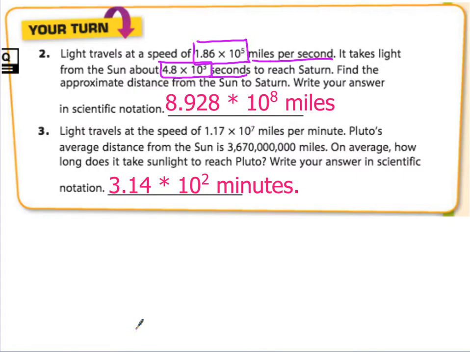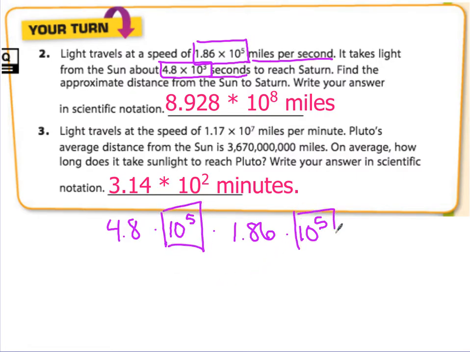So what you're going to do is you would multiply. You would say, okay, well, this is how far it has to go, times 10 to the 5th, times it has to go, and it goes at a rate of 1 and 86 hundredths times 10 to the 5th miles per second. Line up your like terms. So in this case, these are the same. So I have 4 and 8 tenths times 1 and 86 hundredths times 10 to the 5th times 10, and this should be to the 3rd.